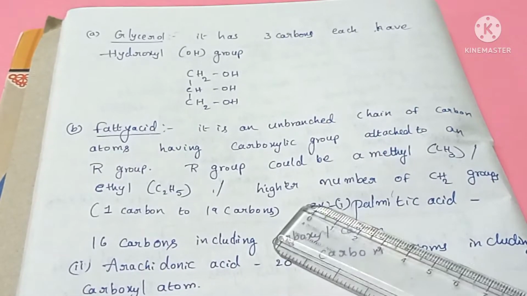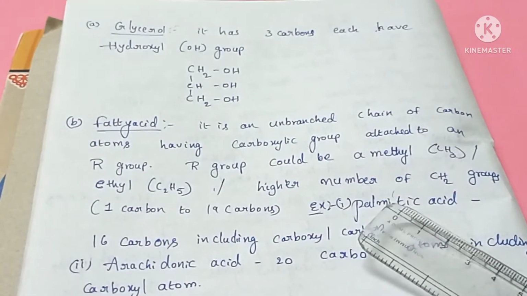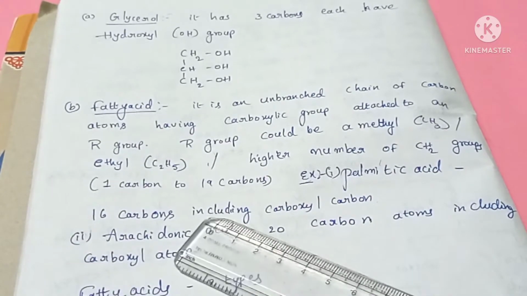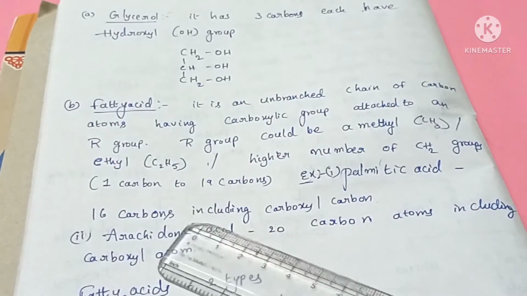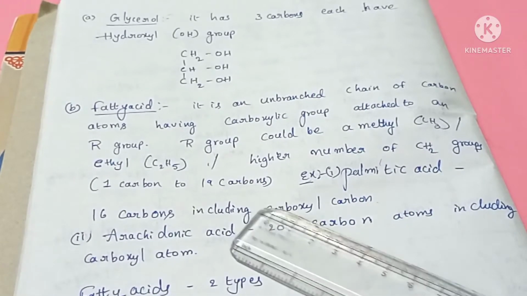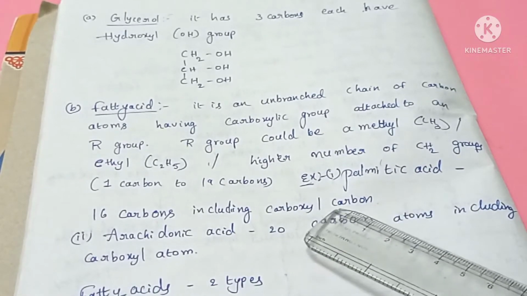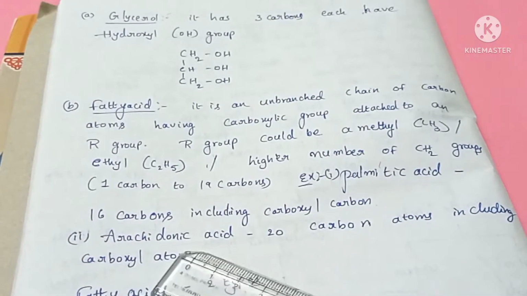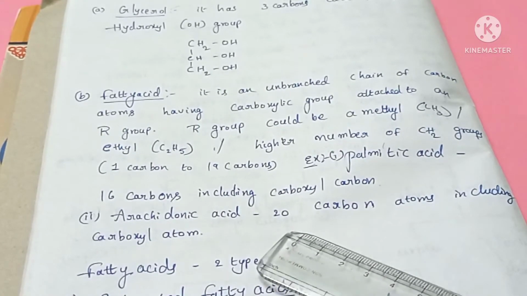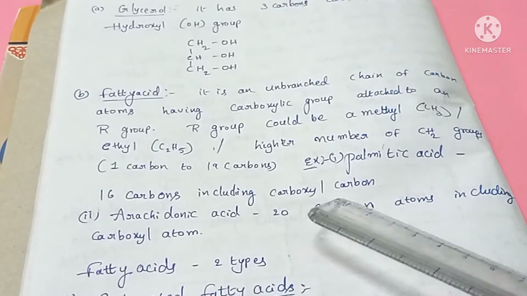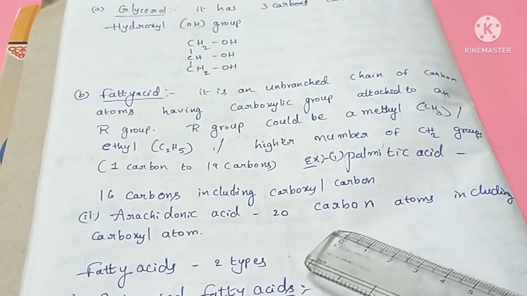If we take some examples of fatty acids, the first example is palmitic acid. Palmitic acid consists of 16 carbons including the carboxyl group. Including the carboxyl group, how many carbon atoms are present? 16 carbons. If we exclude the carboxyl carbon, how many carbon atoms are present in palmitic acid? 15. The second example is arachidonic acid. Including the carboxyl group, it consists of 20 carbon atoms. Excluding the carboxyl group, it consists of only 19 carbon atoms.